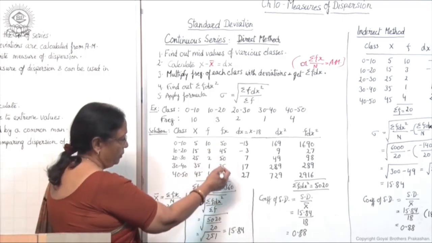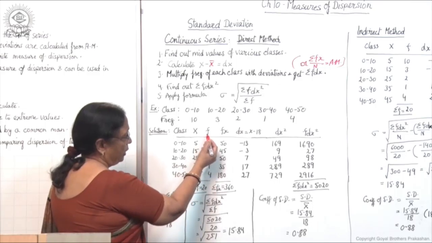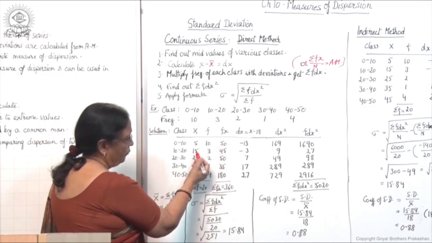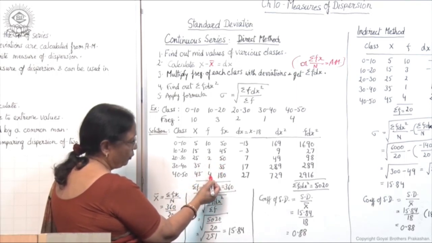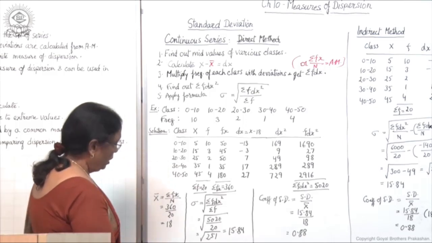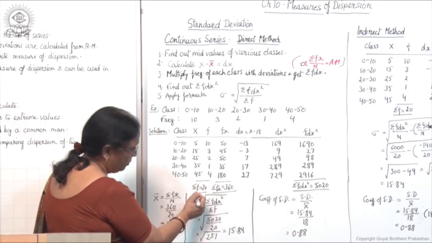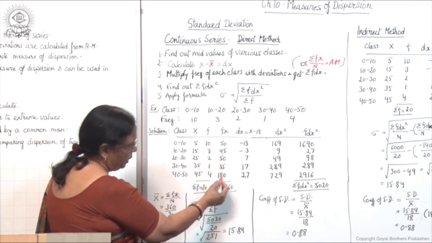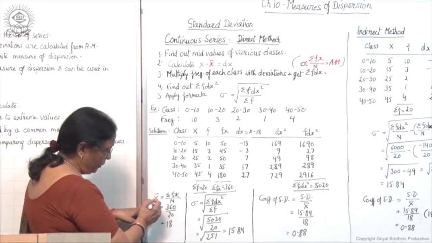So the fx column will be f into x, right. F into x is fx: 10 into 5 is 50, 3 into 15 is 45, 25 into 2 is 50, 35 into 1 is 35, 45 into 4 is 180. Now you do the total of these two columns. Frequency total, sigma f, is 20, and for the fx column, sigma fx, add up all these figures and you get 360.